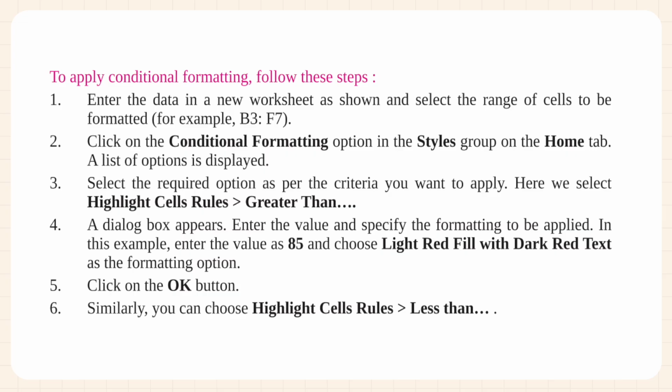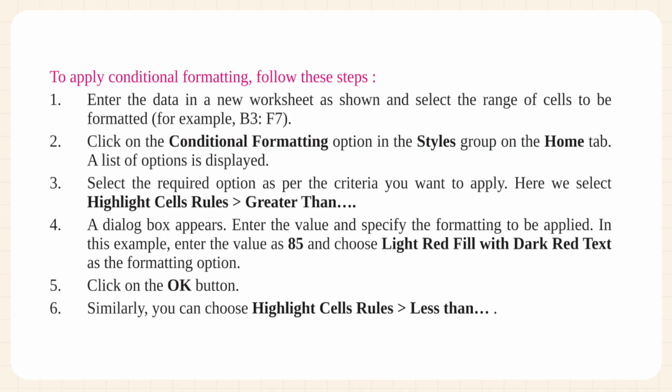1. Enter the data in a new worksheet as shown and select the range of cells to be formatted, for example, B3:F7. 2. Click on the Conditional Formatting option in the Styles group on the Home tab. A list of options is displayed. 3. Select the required option as per the criteria you want to apply. Here we select Highlight Cells Rules, Greater Than. 4. A dialog box appears. Enter the value and specify the formatting to be applied. In this example, enter the value as 85 and choose Light Red Fill with Dark Red Text as the formatting option. 5. Click on the OK button.